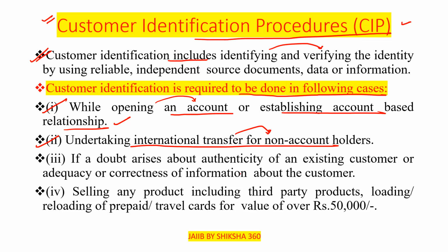Fourth one, selling any product, including third party products, and loading or reloading of prepaid or travel cards for a value of over rupees 50,000.